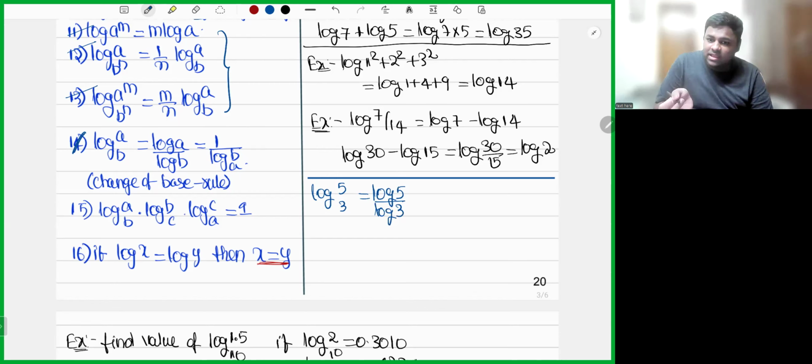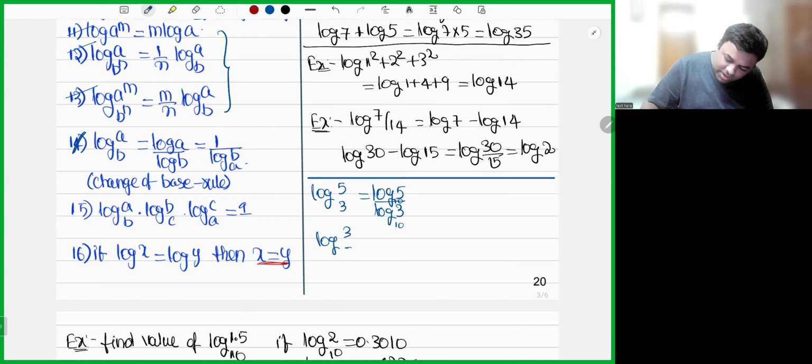Sir, nothing is there in the base. Then what will you take it as? You'll take it as 10. Here it will be 10. I am having log 3 to the base 5. So can I write? I'll write it as log 3 divided by log 10. So I hope that's fine.